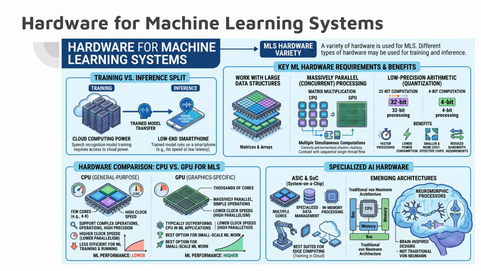Some hardware is specifically designed for AI, such as purpose-built application-specific integrated circuits, ASIC, and system-on-a-chip devices. These AI-specific solutions feature multiple cores, specialized data management, and the capability to perform in-memory processing. They are best suited for edge computing, while the training of the ML model is performed in the cloud using specialized hardware. AI-specific hardware architectures continue to be developed. This includes neuromorphic processors, which do not use the traditional von Neumann architecture, but rather brain-inspired designs, mimicking neuronal structures.